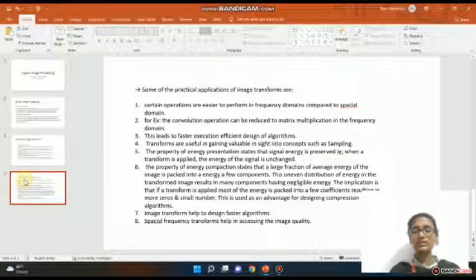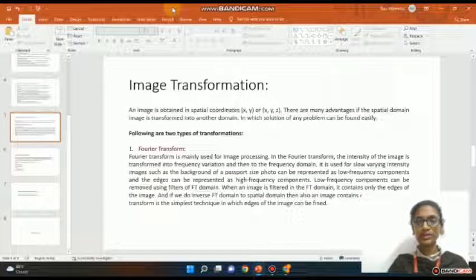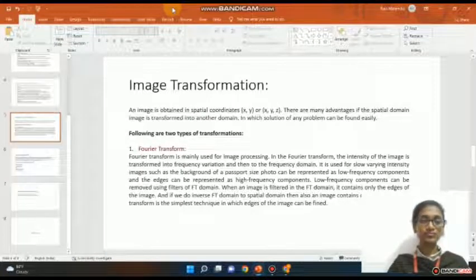There is an advantage in using this to design compression algorithms. Image transforms help to design faster algorithms. This transformation is obtained in spatial coordinates x, y or x, y, z. These are the main advantages if the spatial domain image is transferred into another domain, in which the solution of any problem can be found easily. Following are the types of transformations.